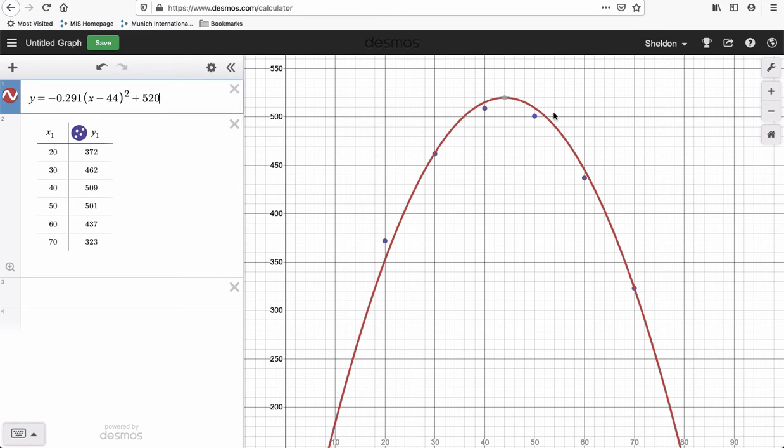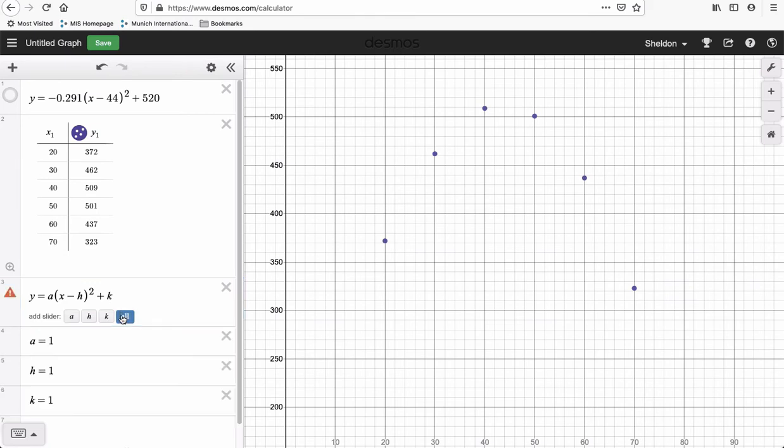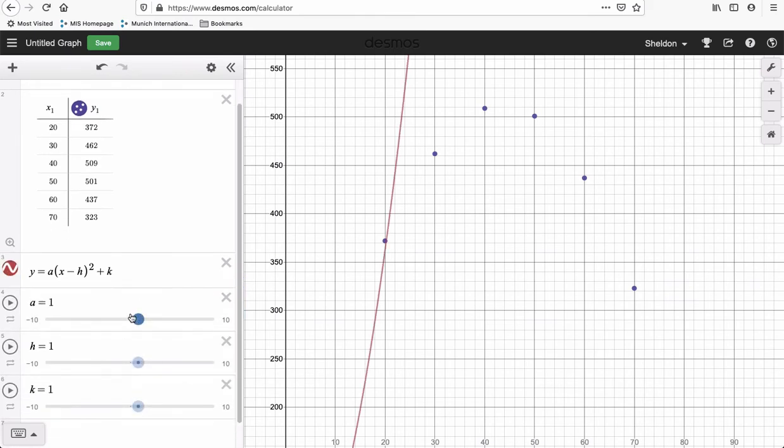You could even add up all the distances from the point to the curve, and that gives you some sense of the error, right? So let me show you another way we could do it. Let me turn that off for a second. You could use what we call a slider. So I'm going to type in y equals a times x minus 44. Actually, we can even make a slider for these variables too. So I'm just going to put them all in terms of a, h, and k, and we can click all on add slider. And then you can change these values, right?